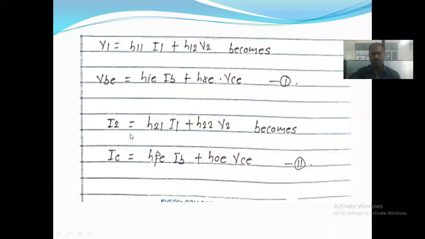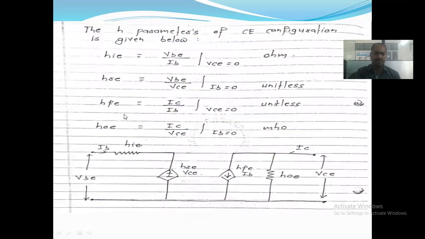Now we look at equation number 2. We have to find out two things, that is HFE and HOE here. To find out HFE, we make VC equal to 0, so both terms become 0. So HFE equals IC divided by IB when VC equals 0. Both are currents, so it is unitless.